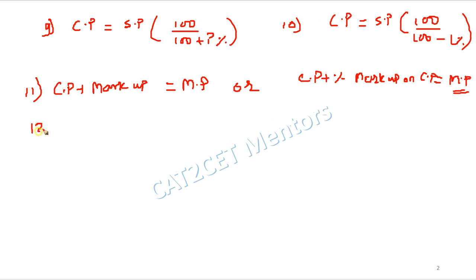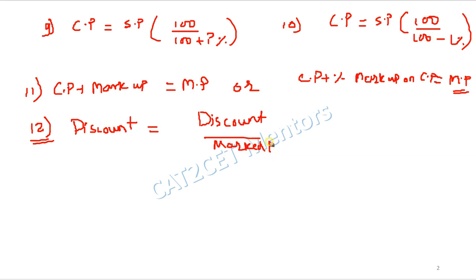And again, the last formula that is used is for calculation of discount. Now we have discussed earlier that discount is always calculated on the mark price. So discount upon mark price multiplied by 100 is my discount percentage.